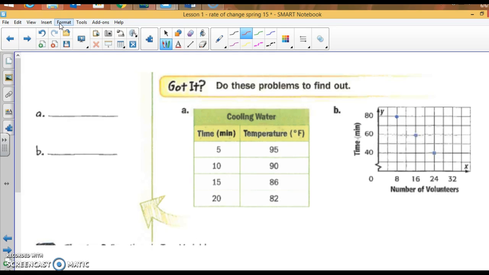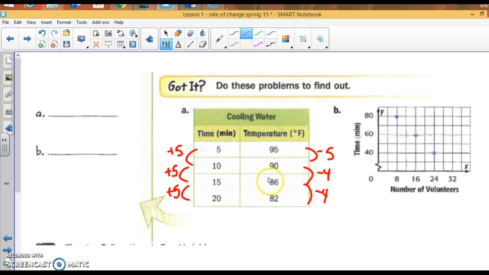Let's see what the rate of change is here. What's happening to our y value? From here to here, it's going down 5. From here to here, it's going down 4. From here to here, it's going down 4. Over here, we're going up 5, up 5, up 5. Is that a constant rate of change?